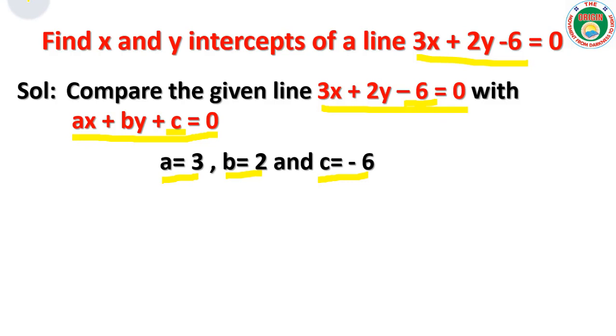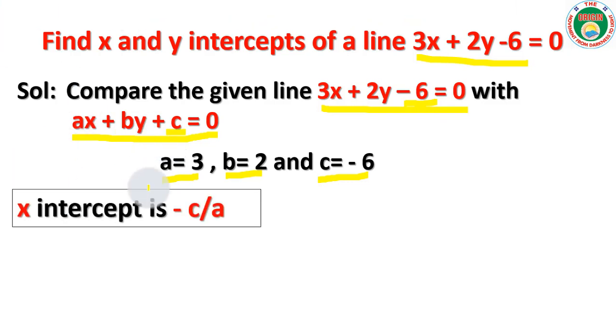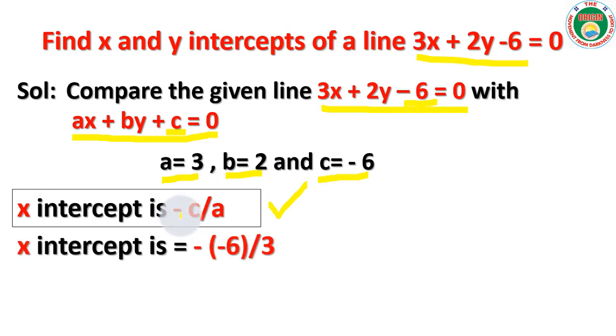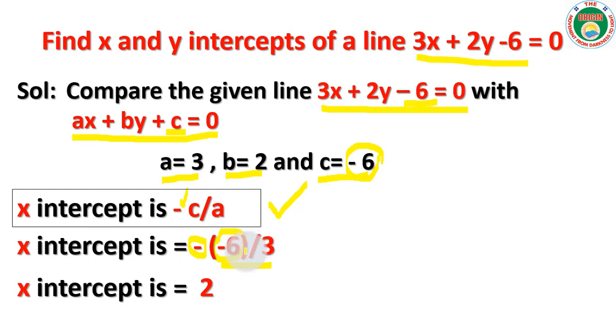After finding the a, b and c values, take the formula: x-intercept is minus c by a. Substitute the values here. In the formula itself we have a minus sign. X-intercept is minus, this is the formula, minus. The c value is minus 6. Minus sign is there, so I kept brackets here. Minus of minus 6 by 3. Minus into minus is plus, 6 by 3. That is 3 ones, 3 twos get cancelled. So x-intercept equal to 2.